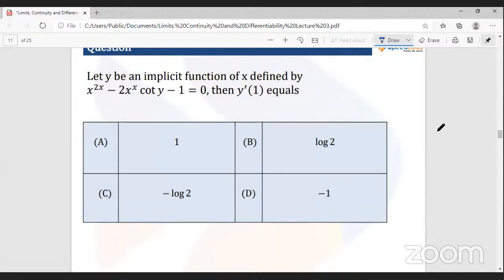So this is the next question. Let y be an implicit function of x defined by x raised to the power 2x minus 2x raised to the power x cot y minus 1 equal to 0. We have to find the value of y dash 1. You have 2 minutes to solve this question.